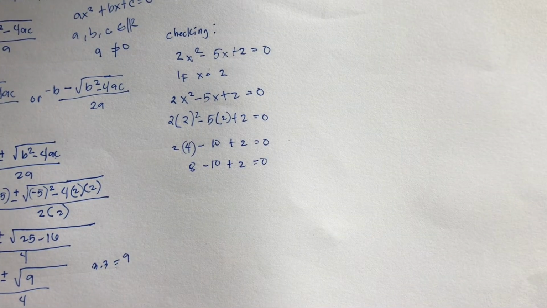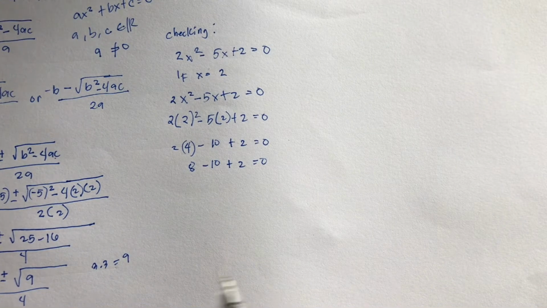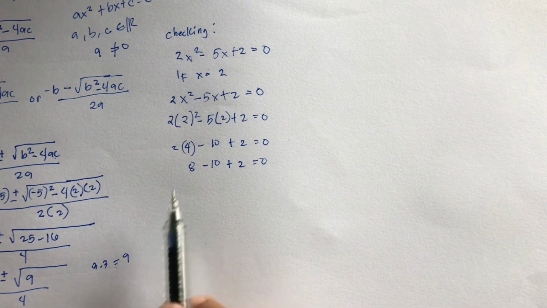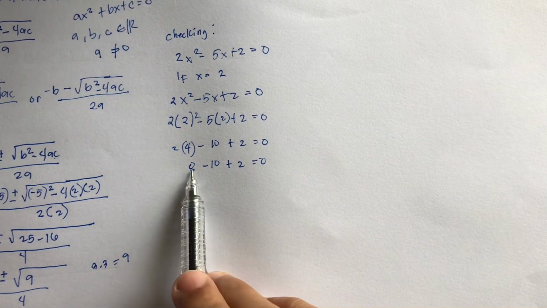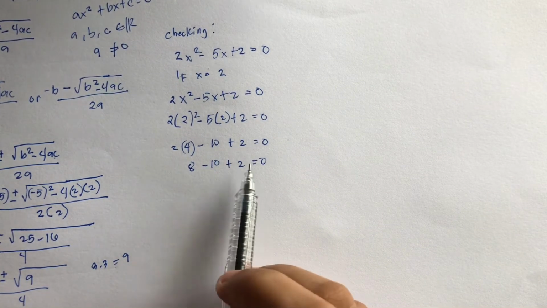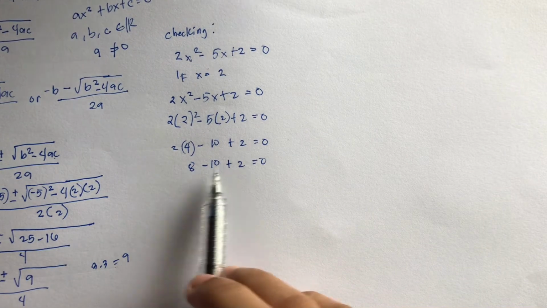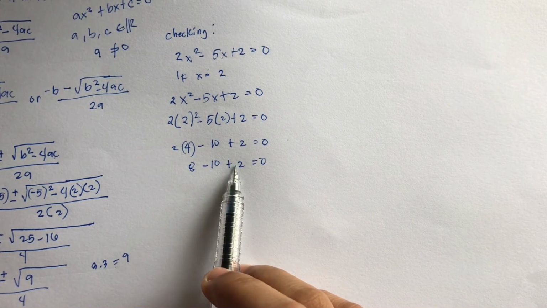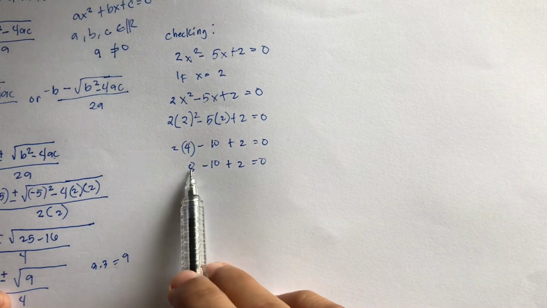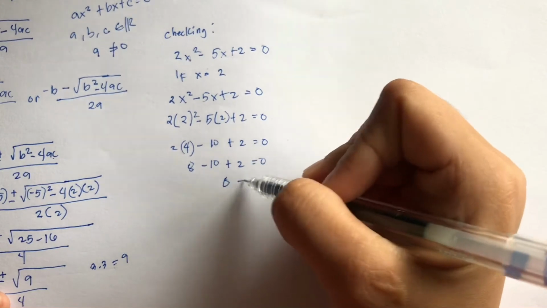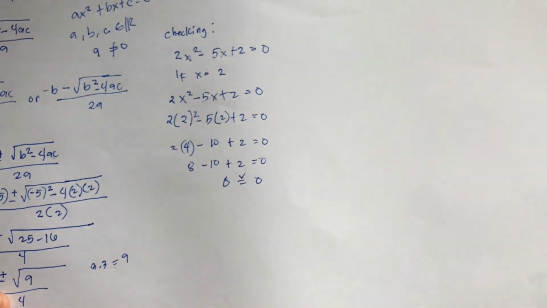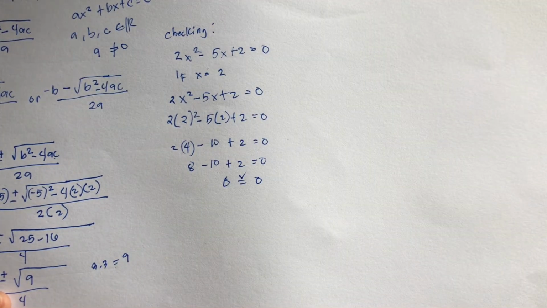So, to avoid confusion in adding or subtracting numbers, we first combine the numbers with the same sign. We have positive 8, negative 10, and positive 2. 8 and 2 have the same sign, so we combine them first. We have 8 plus 2, that's 10. Minus 10, that's 0 equals 0. So, our first solution checks.